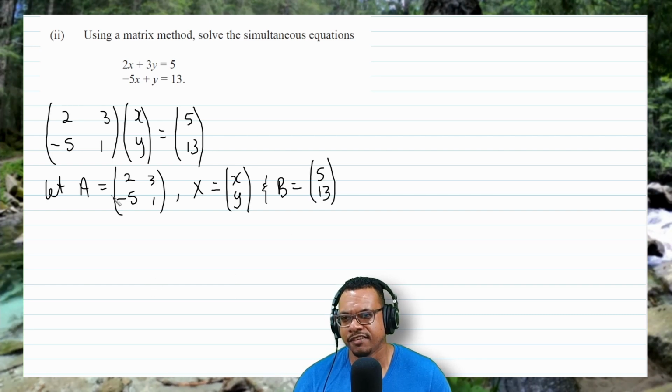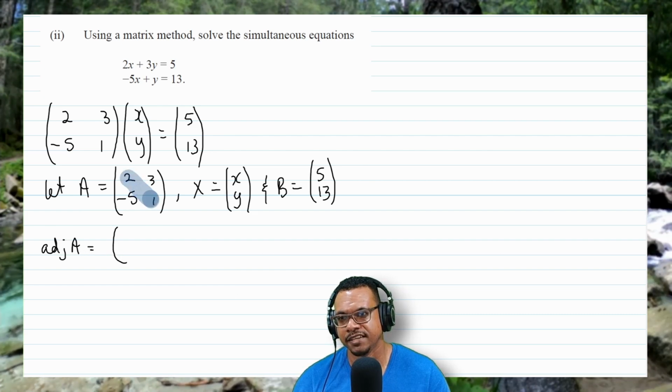So what I'll do is find the inverse of the matrix A. First of all, I have to get the adjoint of A. That's interchanging the leading diagonal. This is my leading diagonal here, so I'm going to interchange it: 1 comes on top and 2 comes below, and change the signs on the non-leading diagonal. So negative 5 turns to positive 5, and positive 3 turns to negative 3.